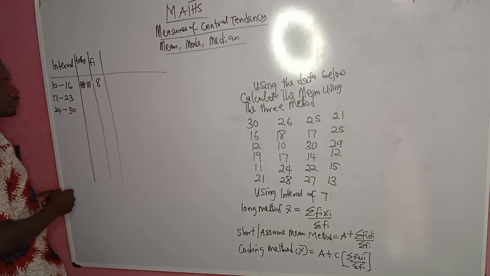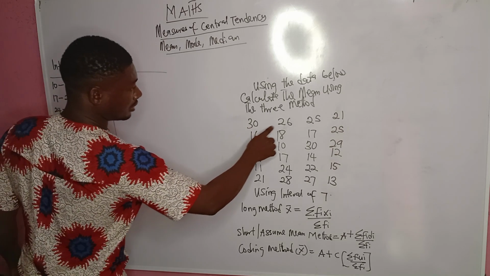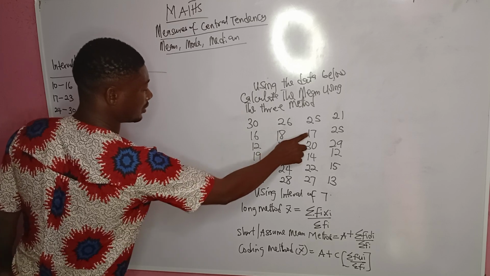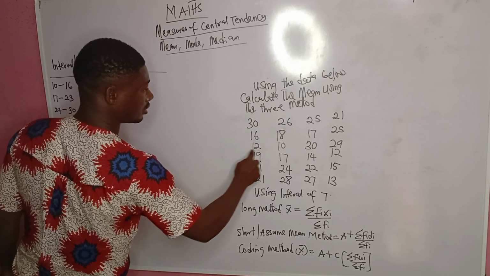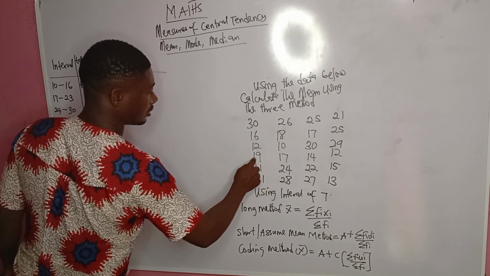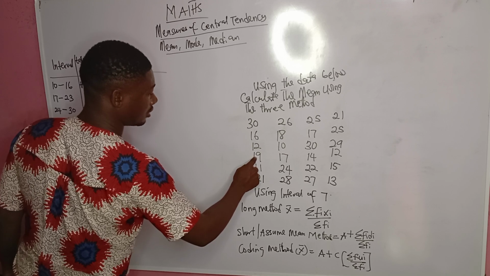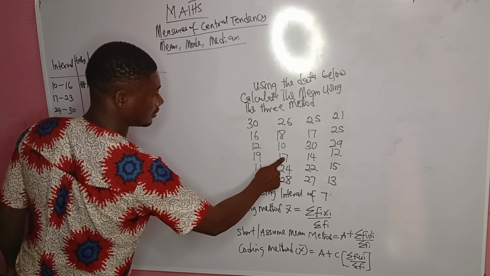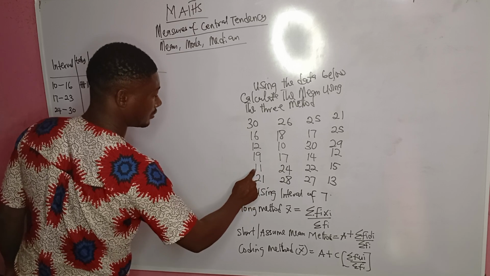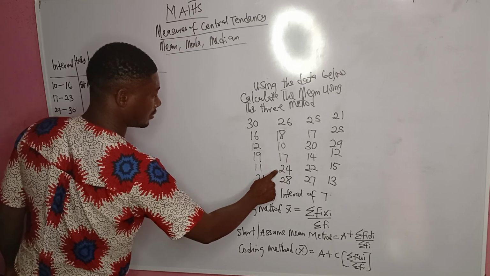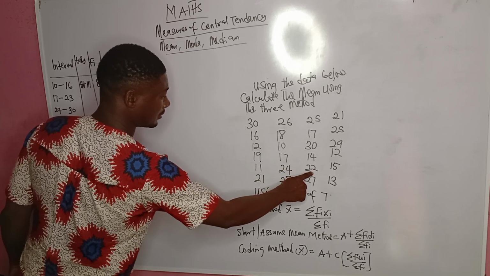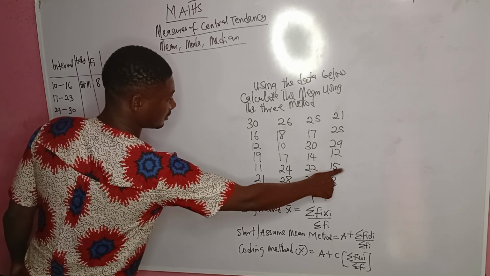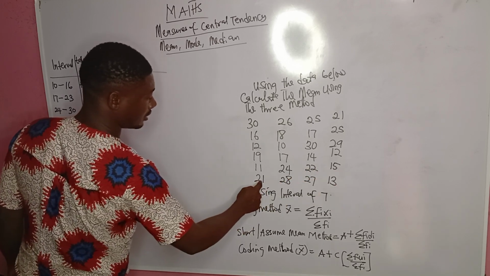Then 17 to 23. We have 1 in the first row. Then 1, 2, 3, 4, 5, 6, 7.